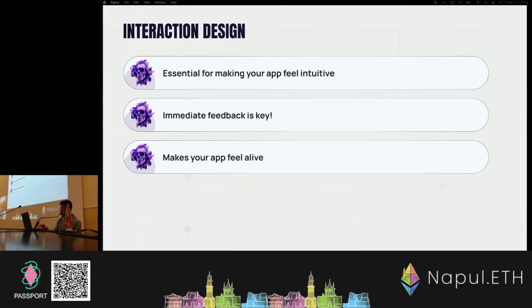Without this immediate feedback, users will think the app is broken or something is going wrong, or that their action didn't register, leading to, again, confusion or repeated actions. So this interaction design makes your app feel much more alive, reducing that uncertainty we were talking about that users may feel while interacting with slower processes.